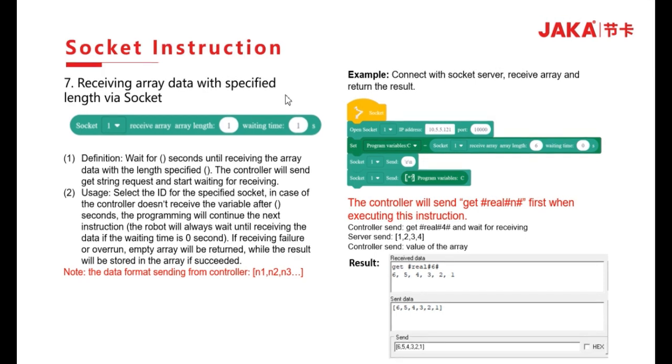In the example on the right, we connect with the socket server, receive the array and return the result. After opening the socket communication, we ask the robot to put inside the variable C the sent data with the array length of 6. So if we put an array with 6 data inside, the robot will send us the 6 data of the array.